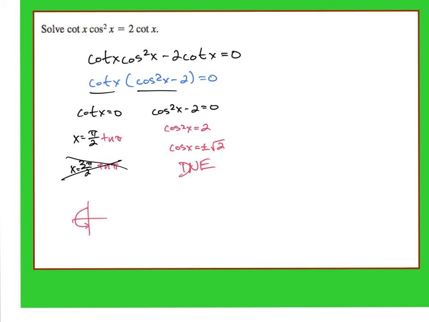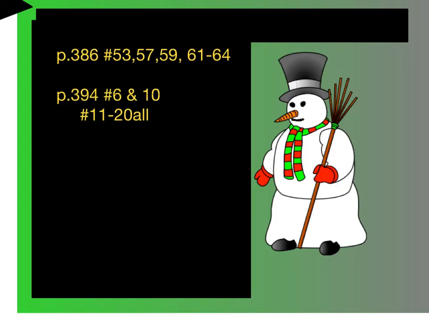So we don't actually have a solution on that. So what's my only solution? Pi over 2 plus n pi. Those are my only solutions on it. All right. Pretty good?